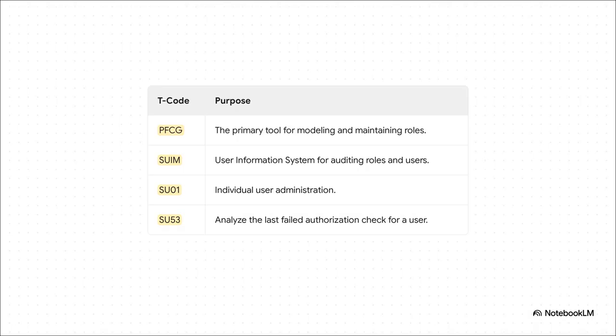Now, while SU24 is the master key, it's definitely part of a bigger toolkit. PFCG is where you'll actually build the roles. SUIM is your best friend when you need to audit who has access to what. SU01 is for managing individual users. And SU53 is the lifesaver you use to figure out why a user just got an access denied error.